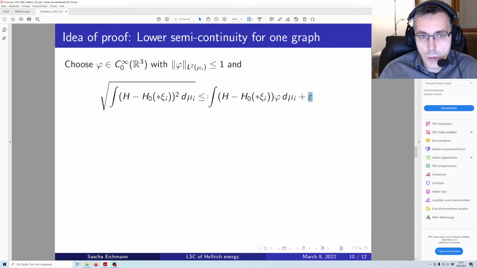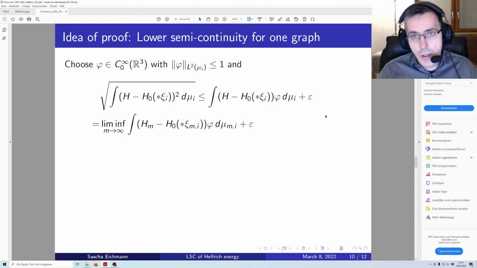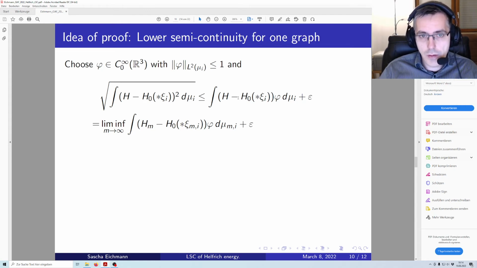So usually one would write a supremum over here and neglect this error term, and the supremum would go over all of these phi's. But of course we want to work with one of those phi's, so this estimate is more appropriate. Okay, why is this now good? This is good because geometric measure theory essentially gives us that this guy here is the limit of this guy. So just by having that the mu_m_i's converge in the varifold sense to the mu_i actually gives you this equality over here.